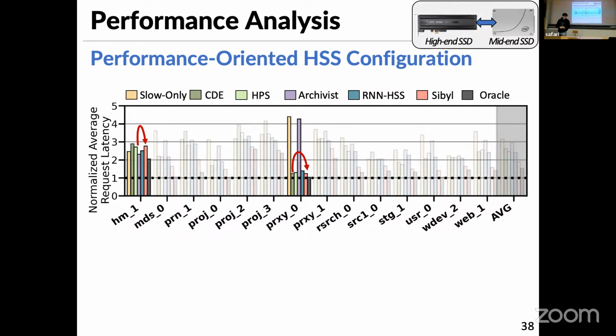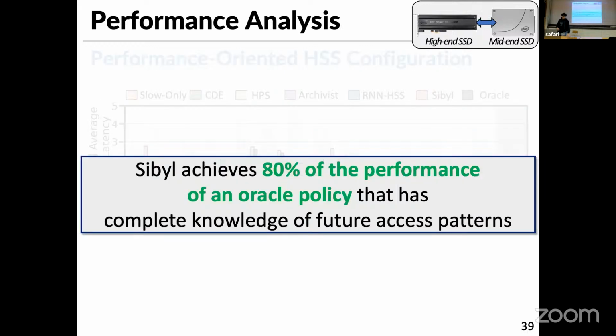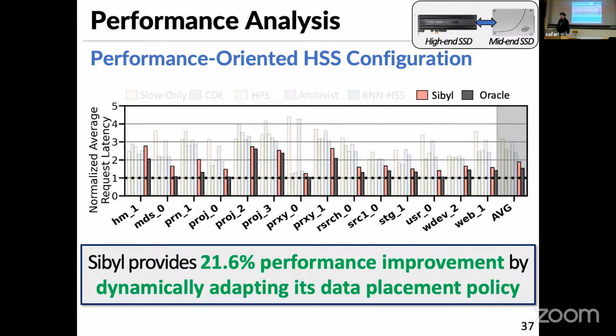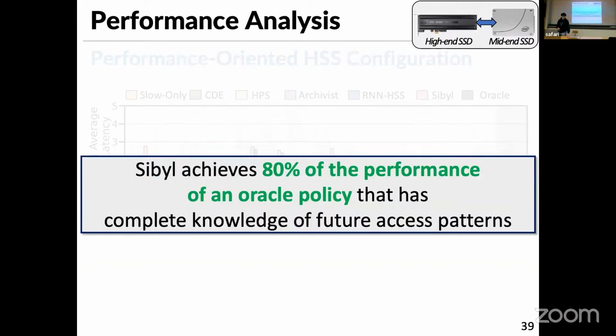One has to note that these workloads are very write intensive and have a very random access pattern. And so Cibil had trouble fitting to this access pattern, but nonetheless, there's this 21.6% performance improvement. And also, to go further, Cibil achieves 80% of the performance of an Oracle policy. As we have seen, the Oracle policy is the best possible latency that it could have achieved.